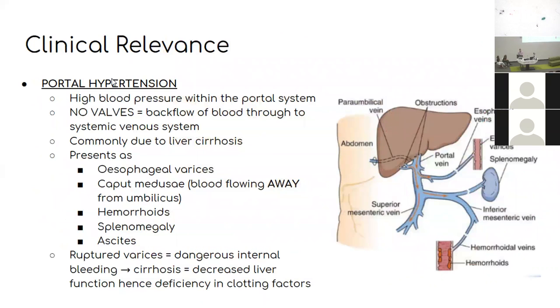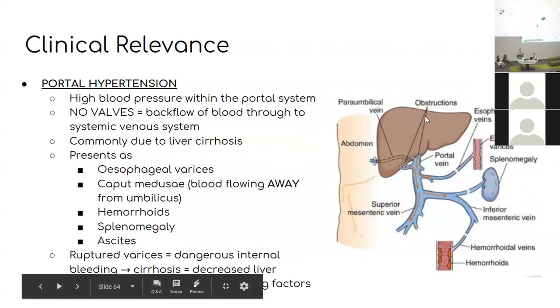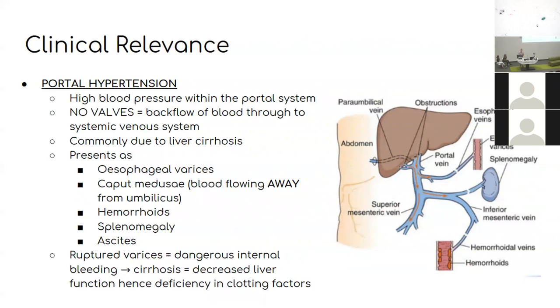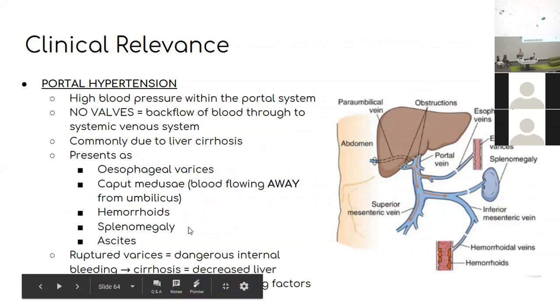So portal hypertension, Whitney's already gone through this, but just to reiterate, because it's very high yield, when you have cirrhosis of the liver, so a lot of congestion and scarring, blood just has to flow back. And in the portal vein and all of its tributaries, there are no valves. So all the blood is just going to flow right back. That's going to lead to esophageal varices, caput medusae, so all these big distended veins around your belly button, something that you look for in your gastrointestinal exam, hemorrhoids, splenomegaly, and in severe cases, you'll get ascites, so an enormous belly. And ruptured varices are very, very dangerous. It's a medical emergency and can lead to very dangerous bleeding and not very good outcomes.